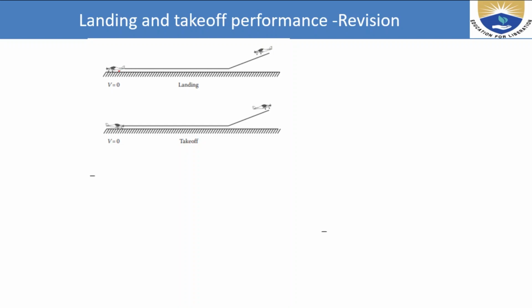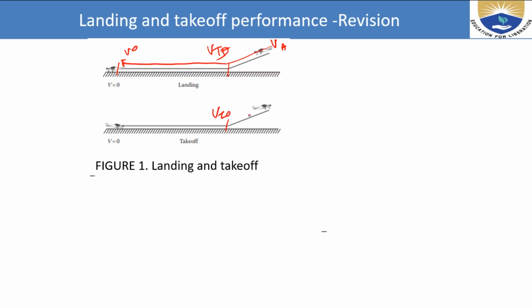For the takeoff, initially V is equal to 0, and up to here it is a ground roll, and then it is for the takeoff. It will come for the landing, where velocity will be 0. This is the V touchdown, this is the V approach. Same way for the takeoff, it is V lift off, then it is roll here, so different ways are there.